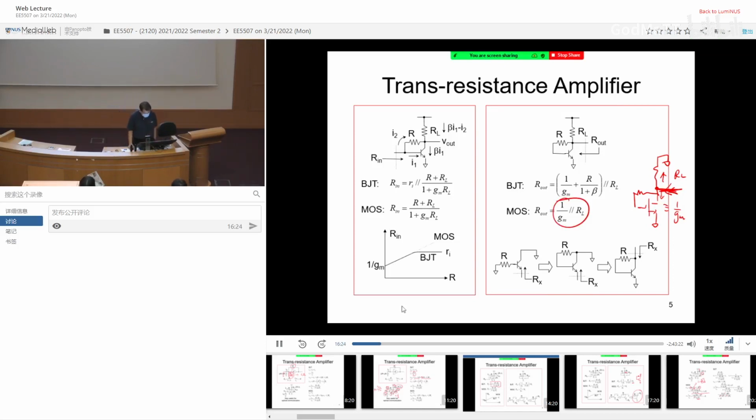Now for the BJT, we can do something similar. So we slightly move the wire up a little bit. Again, you see there are two things in parallel. The top one, RL, which is here. Now the bottom one, you're actually looking at something like this.